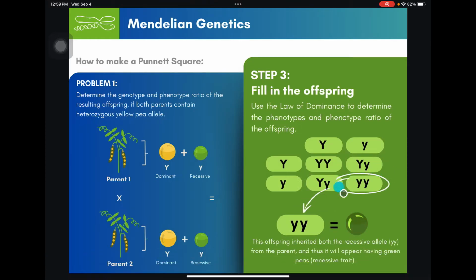Lastly, this offspring inherited both of the recessive alleles of both of the parents. So with that being said, what will be expressed in the organism is the recessive trait, which is the green P allele.